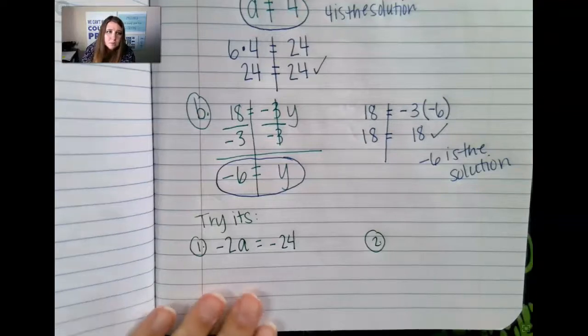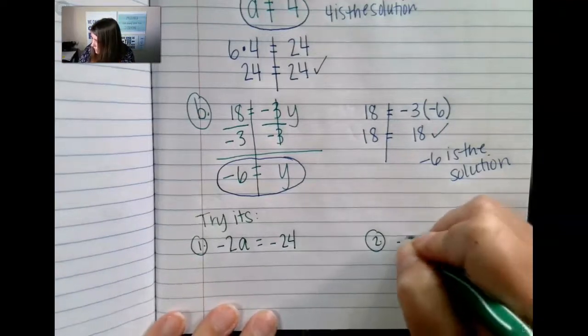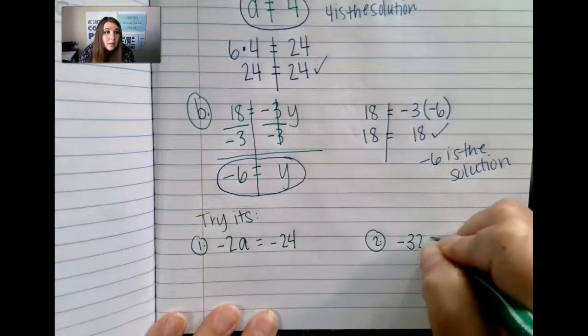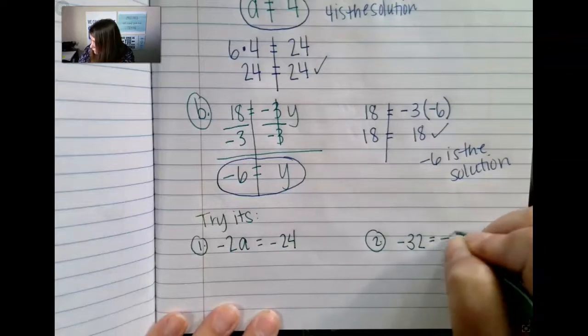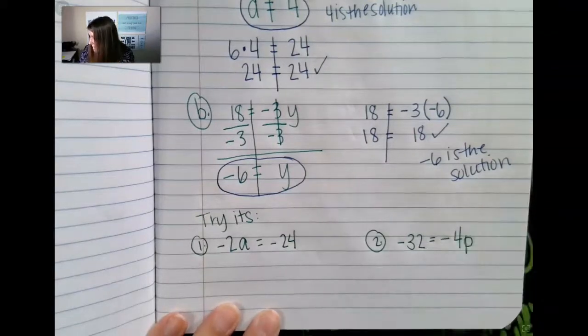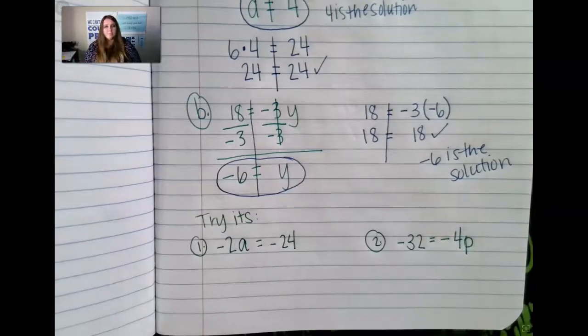Let's do this one. Negative 32 equals negative 4p. Okay, go ahead and hit pause right now so that you don't hear me solving these two try-its. And then when you are all finished, hop on back and hit play. And then we will go through the try-its together. All right, so hit pause.